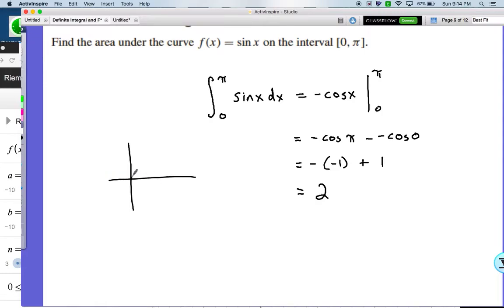Our sine function from 0 to pi, that area turns out to be 2. All right, and on these, if I know what this function looks like, if I don't have a calculator, but I know what that function looks like, I like to draw it out, at least in my head, to see, hey, does my answer make sense?